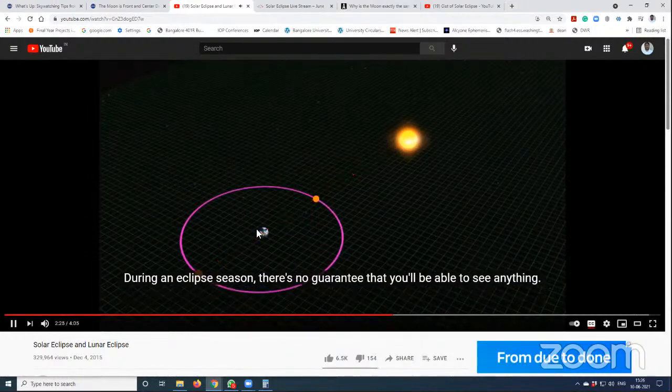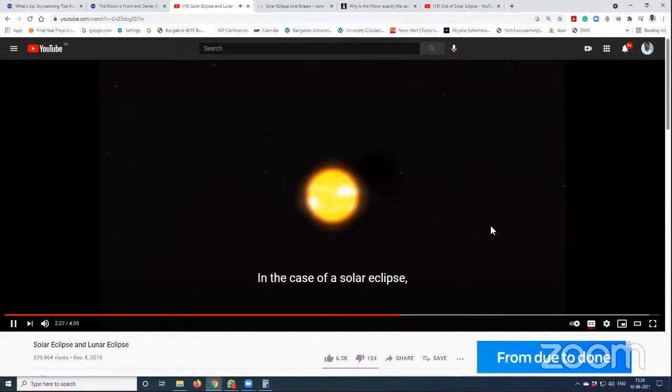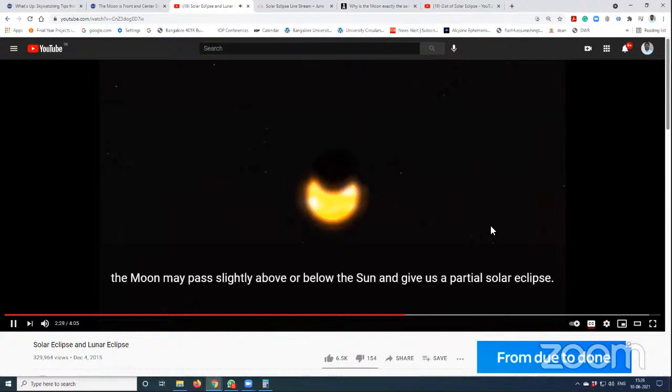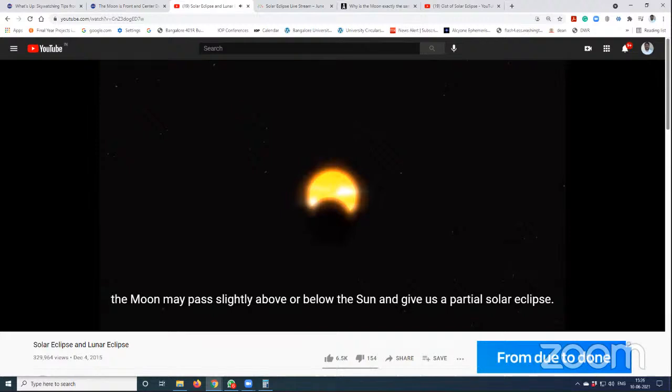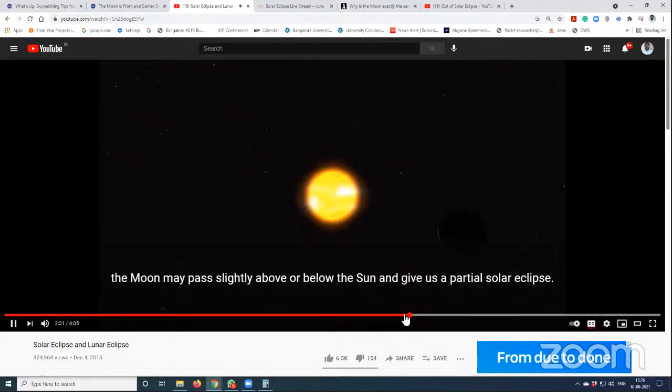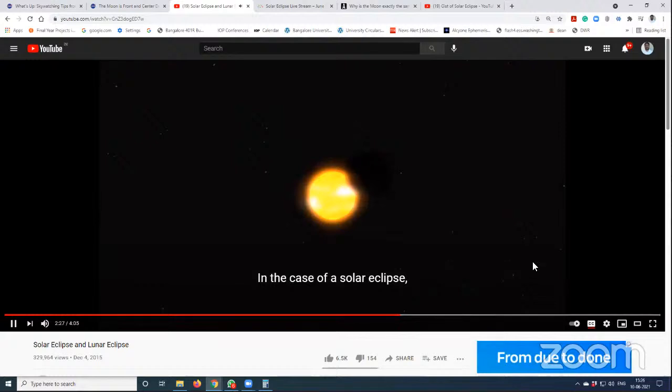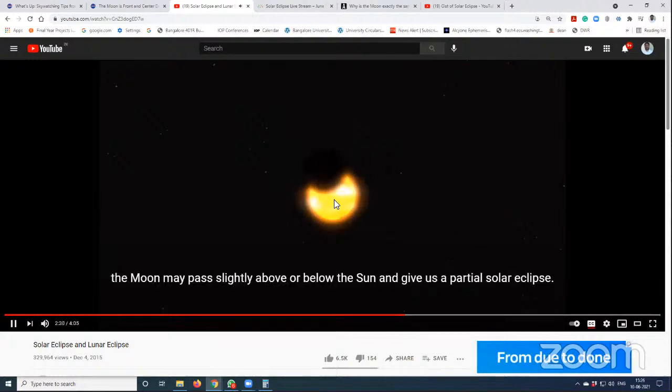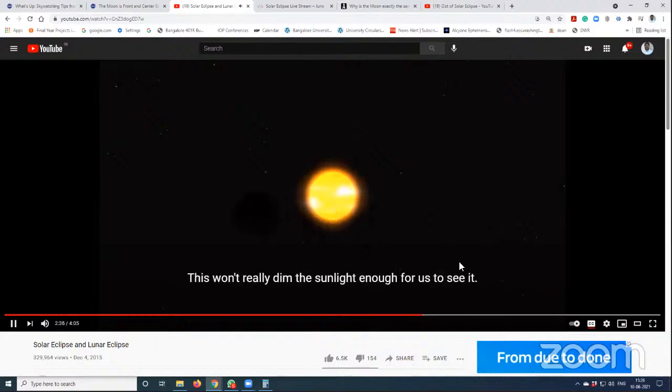In the case of a solar eclipse, the moon may pass slightly above or below the sun and give us a partial solar eclipse. See that. This won't really dim the sunlight of the sun. Sometimes the moon can go a little bit up, giving a partial solar eclipse from the top, and again partial from the bottom. This won't really dim the sunlight enough for us to see it.